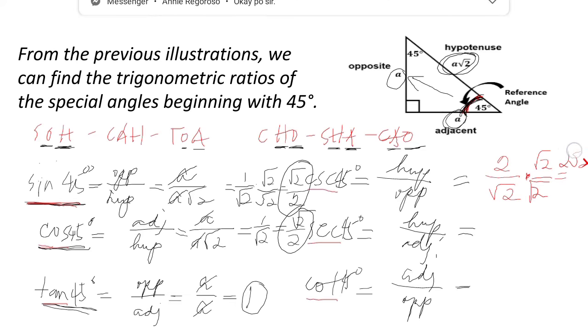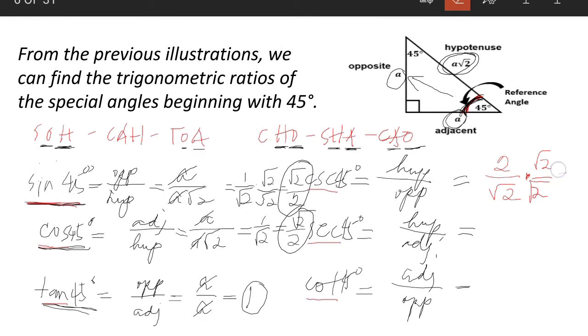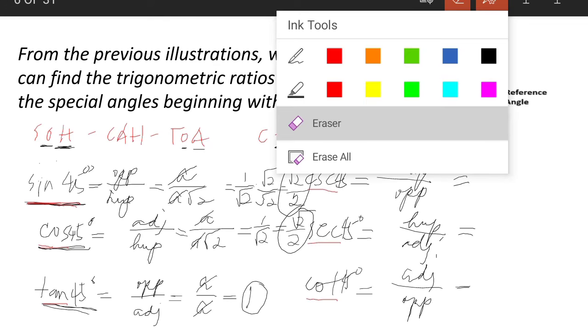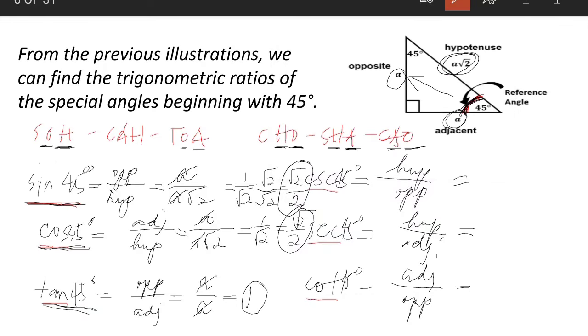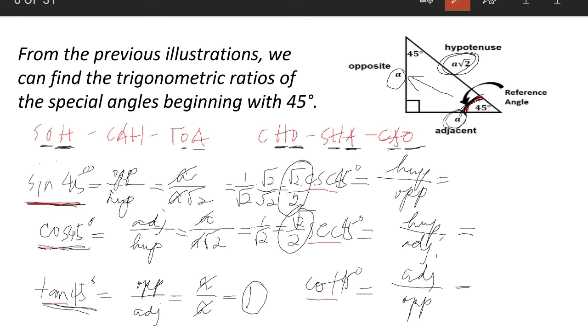I will just erase this. Let's make it a little bit smaller because we don't have much space. So, we just interchange the two. Square root of 2 over 2 will become 2 over square root of 2.